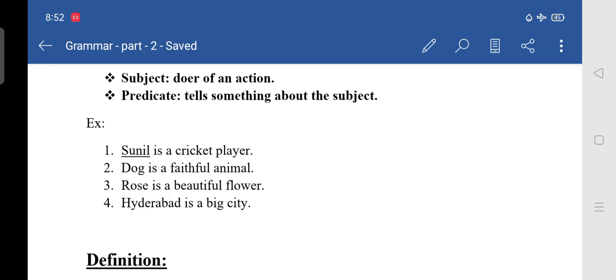For example, Sita is a good girl. Here Sita is the subject, and is a good girl means I am telling about her nature. I am telling whether she is a good girl or a bad girl. So what I am telling is, Sita is a good girl. Here Sita is the subject and is a good girl is the predicate.